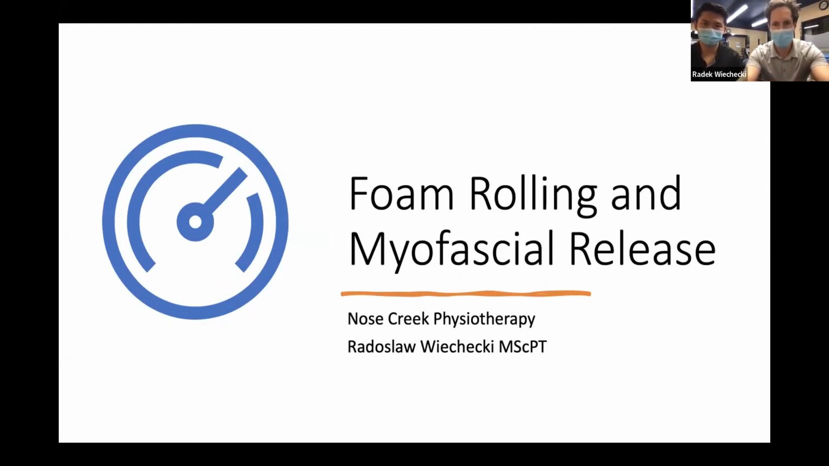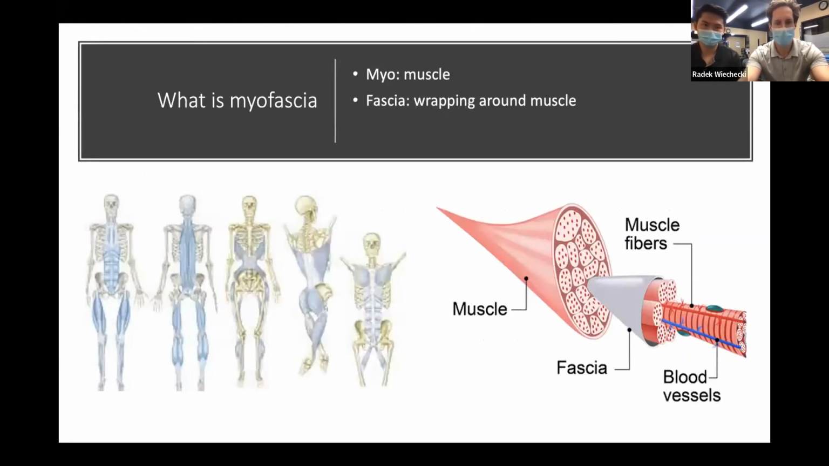So we'll start off with the very basics of what foam rolling and myofascial release means and what that is all about. So what is myofascia? Myofascia comes from the words myo, which means muscle, and fascia, which is kind of this wrapping that surrounds the muscle. And that wrapping happens at a few different levels. It happens at the muscle fibers, and then you bundle those together, and you get these fascicles, and then throughout you build out into a muscle. And each one of those clusters of muscle fibers has its own little fascia around it.